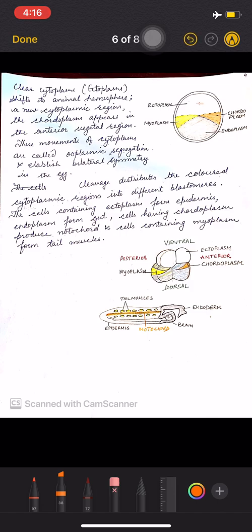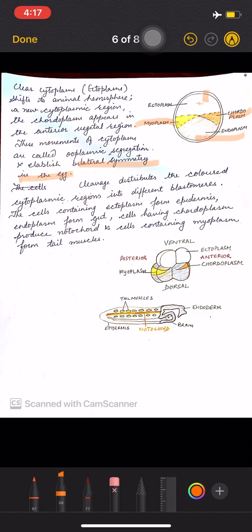So now we have the ectoplasm on the animal hemisphere, endoplasm on the vegetal hemisphere, chordoplasm in the interior vegetal region, and myoplasm in the posterior vegetal region. These cytoplasmic movements are also called ooplasmic segregation. They occur simultaneously with the cleavage. Simultaneously the cells are dividing, and ooplasmic segregation is also taking place. And this ooplasmic segregation, or the movement of the cytoplasm, establishes the bilateral symmetry in the egg, right?